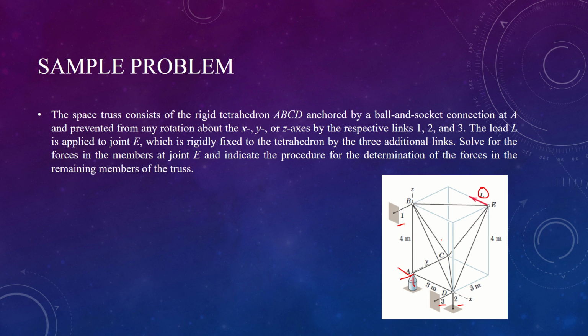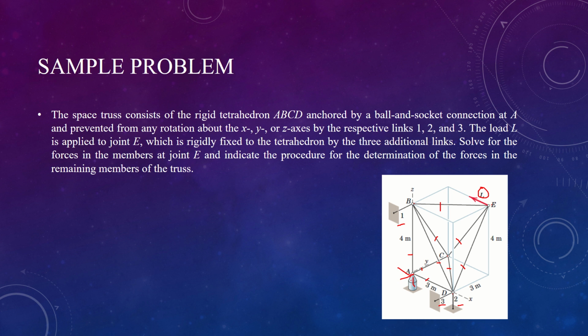And then we have to find the value of M. So how many members are there? We have 1, 2, 3, 4, 5, 6, 7, 8, 9. So M is equal to 9. Number of joints, we have 1 joint, 2, 3, 4, 5. So we have J is equal to 5. The condition M plus 6 is equal to 3J. So we have 9 plus 6 is 15, 3 times 5 is 15. This means it is satisfied.